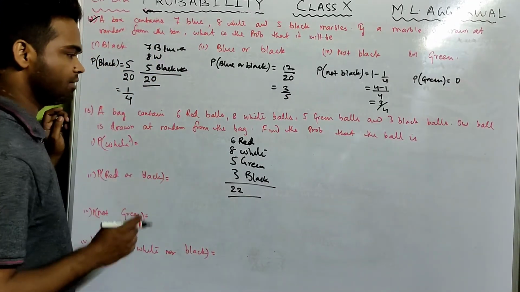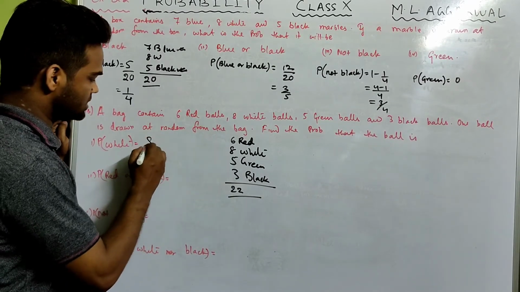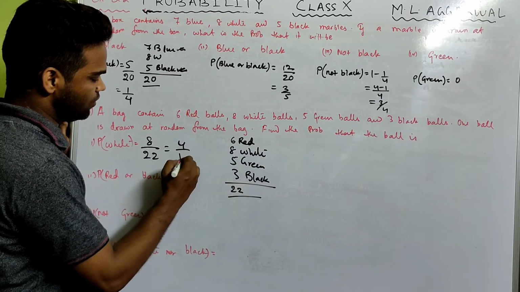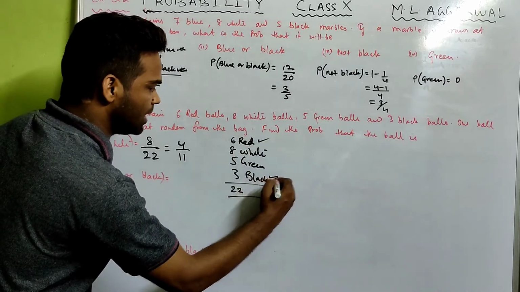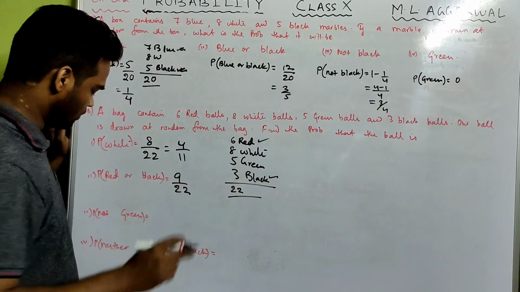One ball is drawn at random from the bag. Find the probability that the ball is white. So 8 by 22, that's 4 by 11. Red or black, that's 6 plus 3, 9. 9 by 22. Favorable outcome by total outcome.